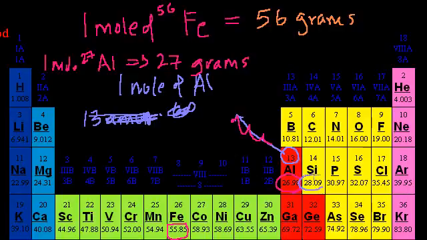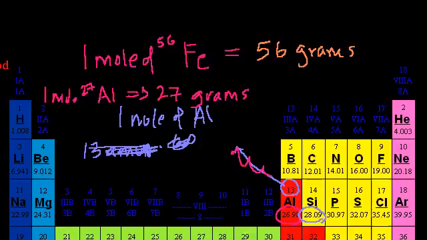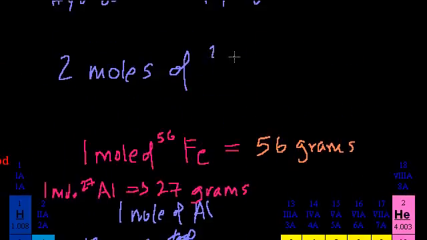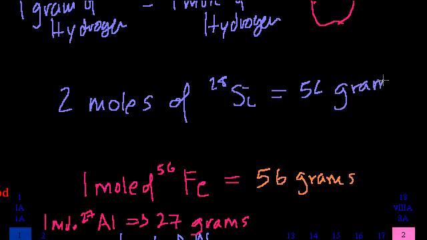If you have a mole of silicon, it will have a mass, I don't want to say weight because this should apply to any planet, of 28 grams. What about 2 moles of silicon? Let's say silicon has a mass number of 28. Well, 1 mole would have a mass of 28 grams, so 2 moles is going to have a mass of 56 grams.